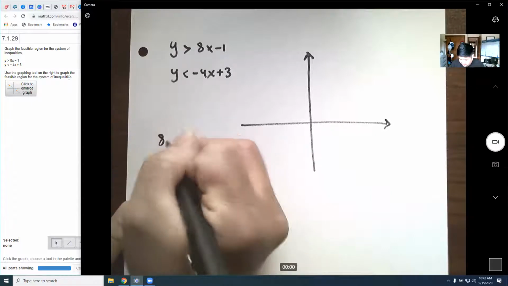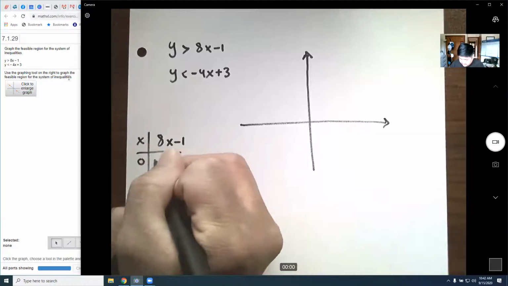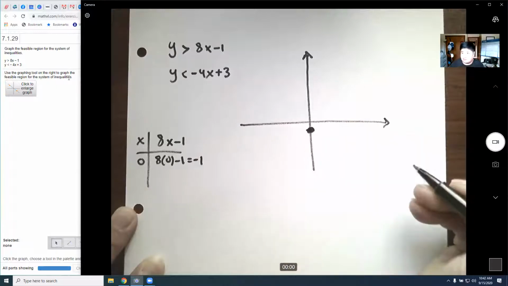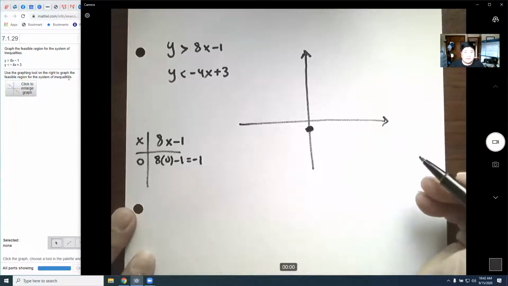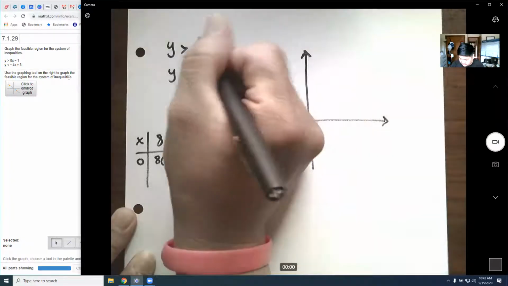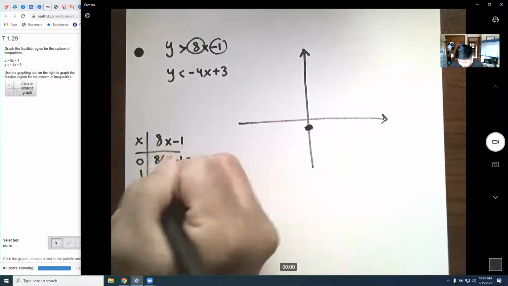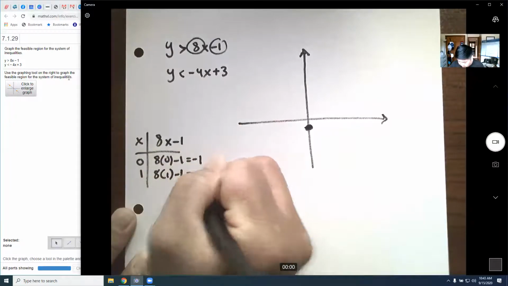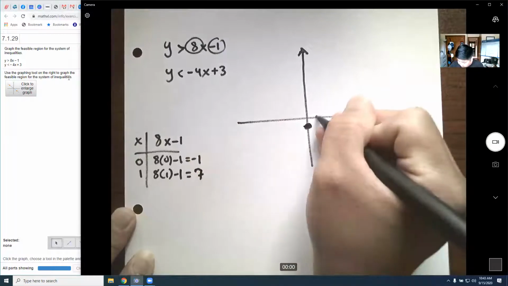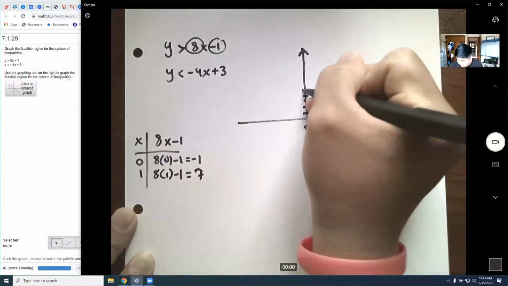the 8x minus 1. So if x is, say, 0, I get 8 times 0 minus 1, that's negative 1. So there's a point at 0, negative 1. And I can tell you that the slope is 8 and the y-intercept is negative 1. But if I choose, say, 1, I have 8 times 1 minus 1. That will be 8 minus 1 is 7. So I have a point at 1, 7. So 1, 2, 3, 4, 5, 6, 7.